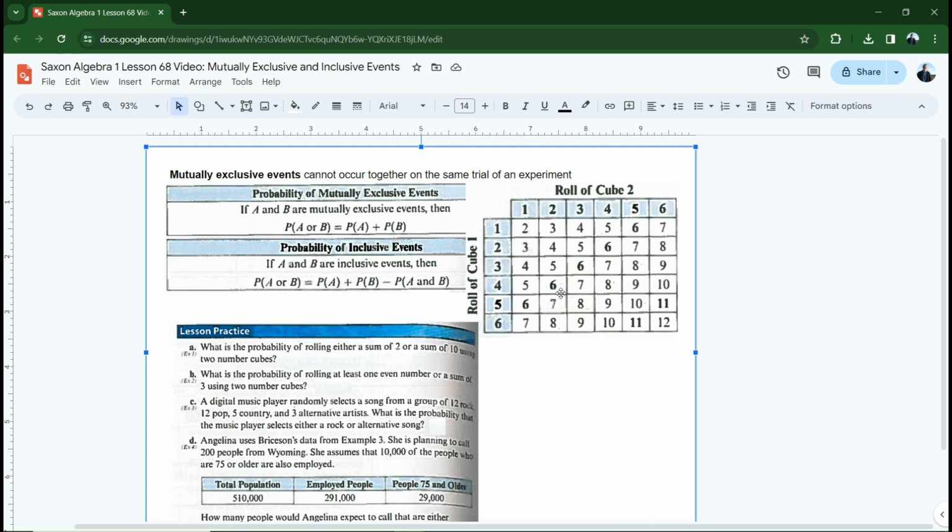When you flip a coin, you get heads or tails, right? You're either going to get heads or you're going to get tails. You're not going to get both on the same flip. So getting heads and getting tails are mutually exclusive events.